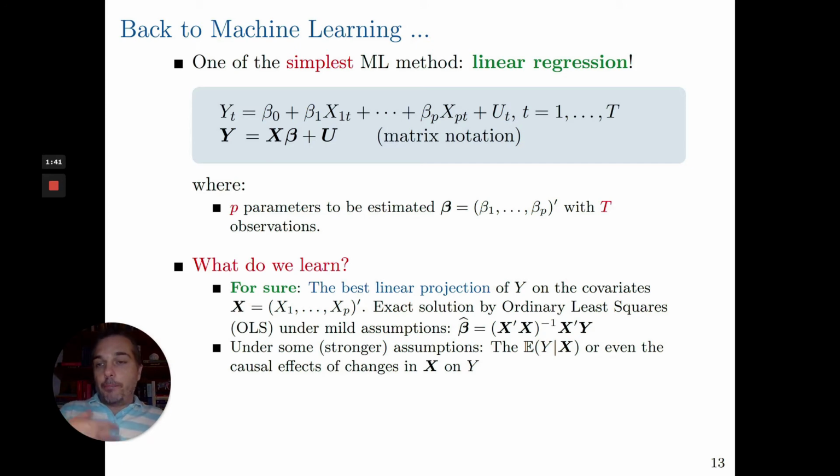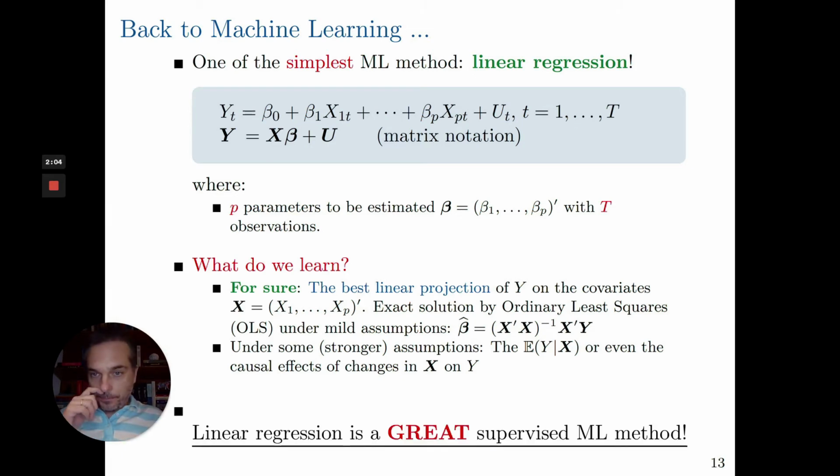If we impose stronger assumptions, like the conditional expectation is linear, then OLS gives us the estimator for this conditional expectation. Or if we impose even stronger assumptions, we can even uncover causal effects of changes in x on y. So linear regression is a great supervised machine learning method. Let's keep this in mind.